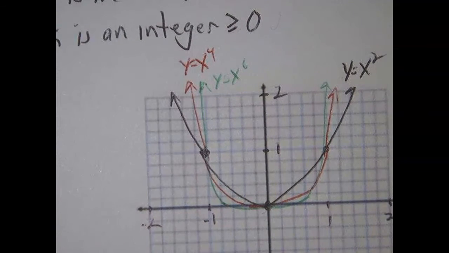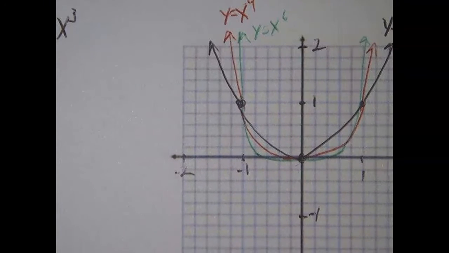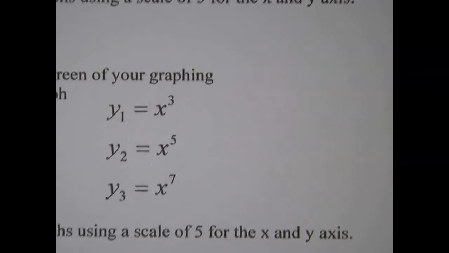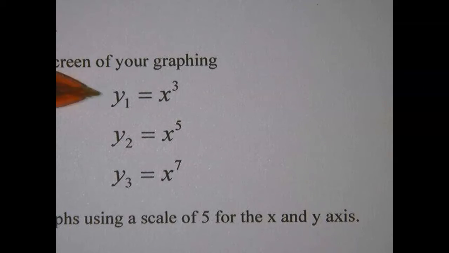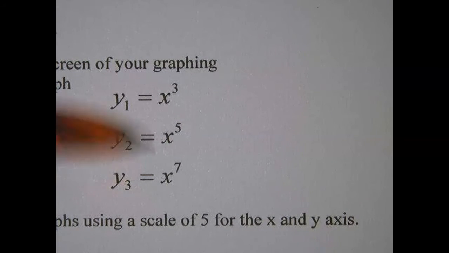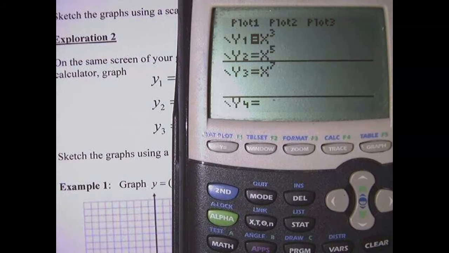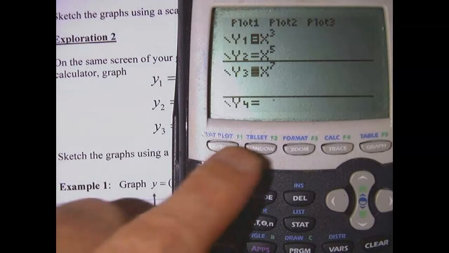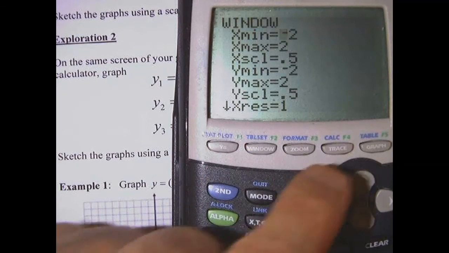Okay, let's do the same exploration with cubics. So let's put the cubes in the calculator. Odd power functions. Let's first put the cube, then the 5th, then the 7th degree, all in the calculator. Okay, and we'll set it up with the same window. This time we want to use the negatives, but we have the negatives. So the same window as before. All right, so there's the same window right there, and we have our functions.